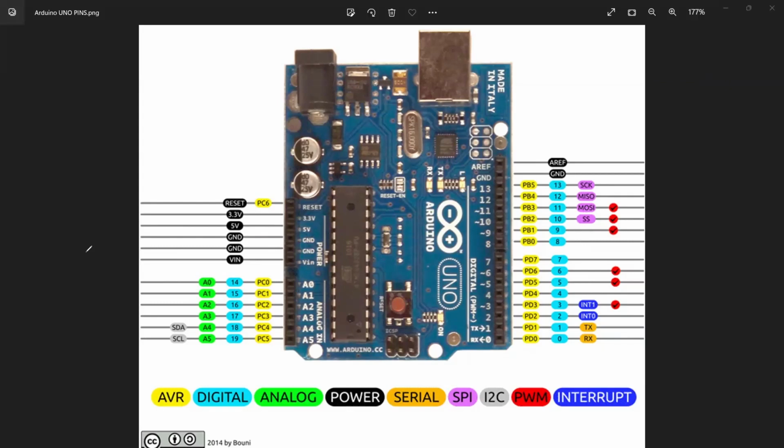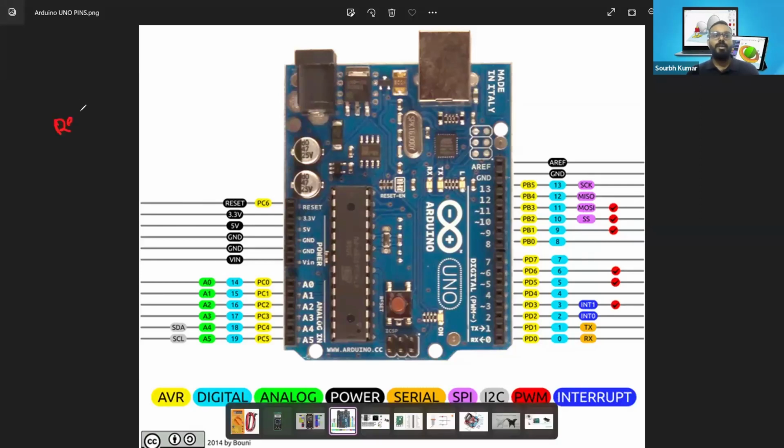Excuse me, sir. Yeah, please. Sir, when you click the reset button, does it just reset the code, or does it delete the code, and do we have to upload it again? No. There are two scenarios. Resetting the code is the first thing, and deleting the code is the second thing.